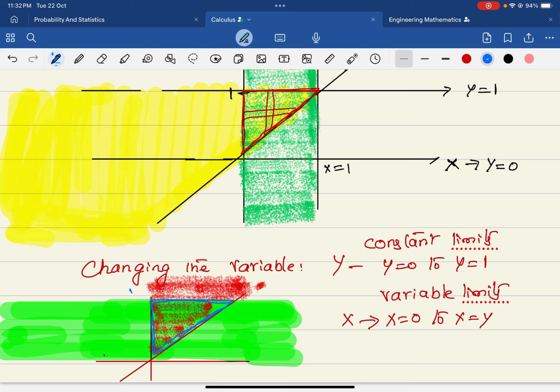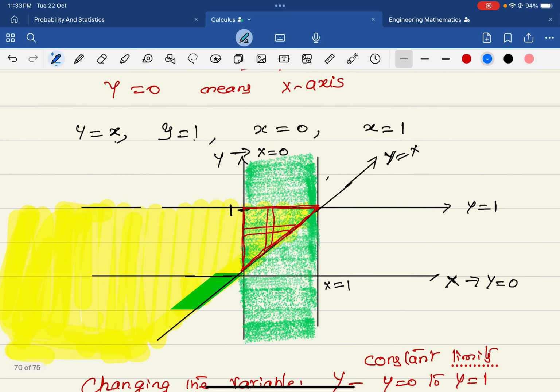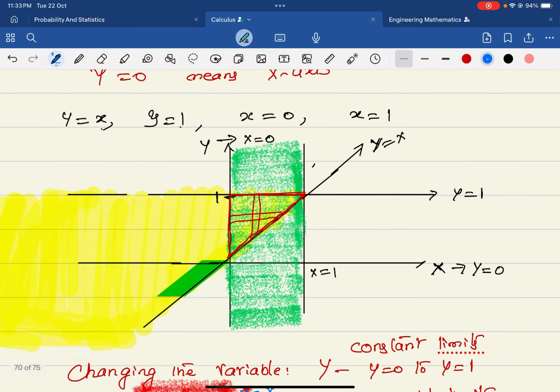Are you able to understand? This is y is equal to 1. This is y equal to 0. This is y is equal to x. And this is x is equal to 1. Understood? This is the limit x is equal to 1. So now this is the portion from y equal to 0 to y is equal to 1, constant limits, and x equal to 0 to x equal to y, the variable limits. I hope you could understand. So now we are going to find out the solution for this.